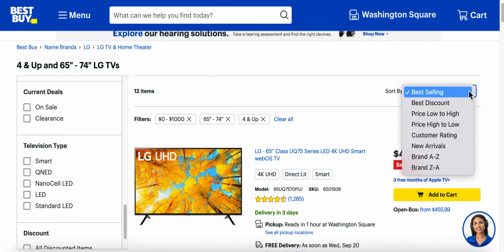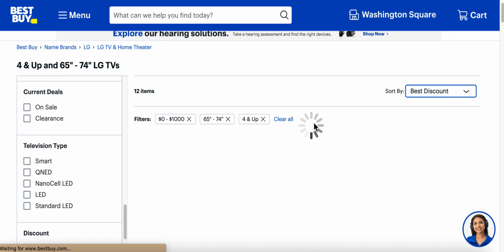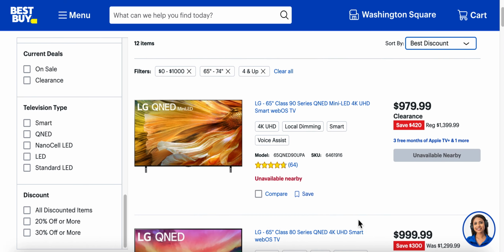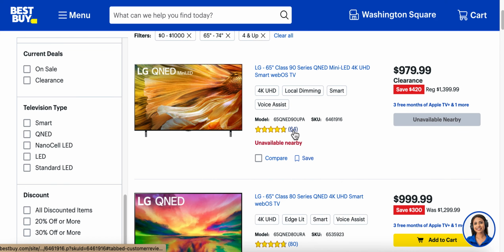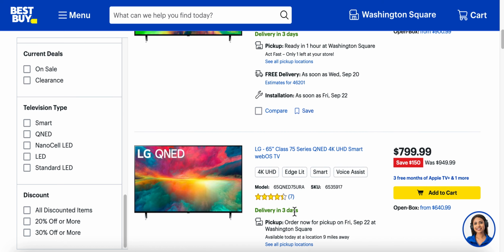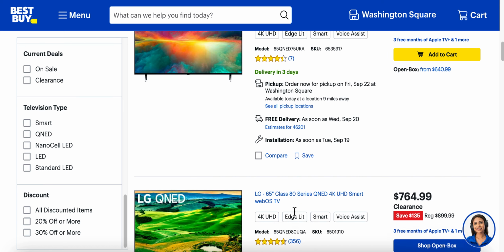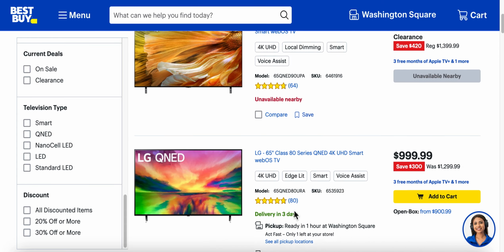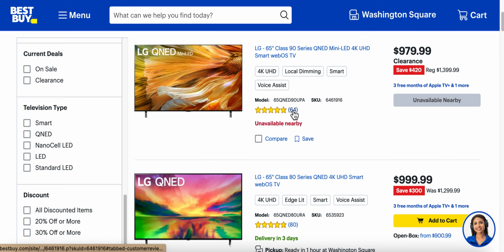If I wanted to sort, I could do best discount. I tend to use that as a way to sort because I kind of want to look for a really good deal. So I probably would skip something like this, even though there's 64 ratings. But I tend to try to find the ones with the highest ratings, with the most reviews. Those are ones that I kind of trust a little bit more. So this one's not bad though.